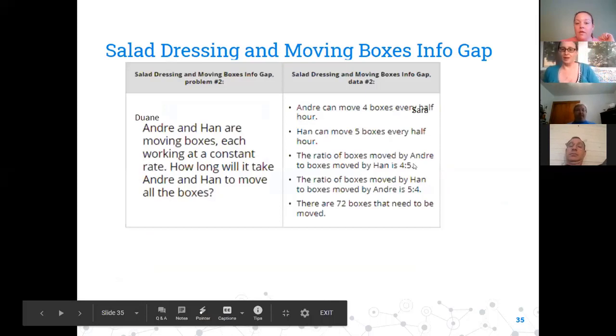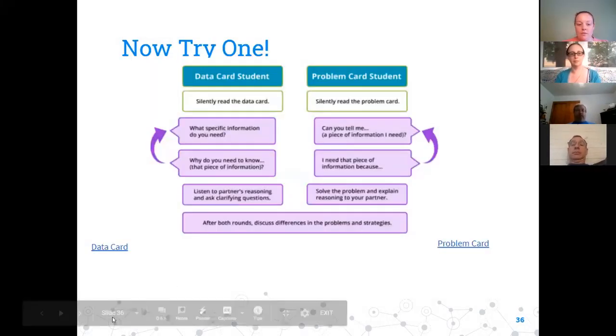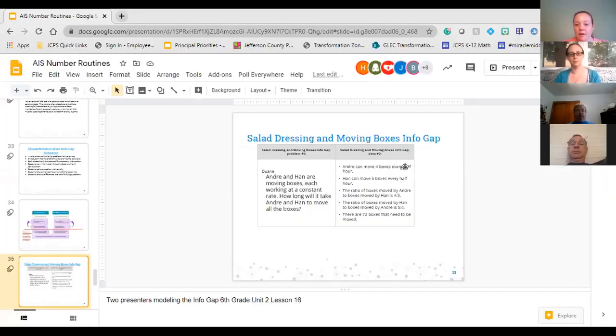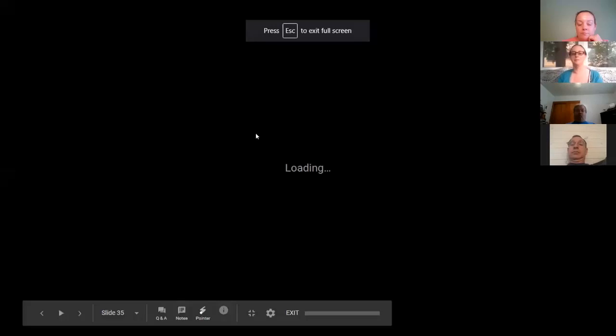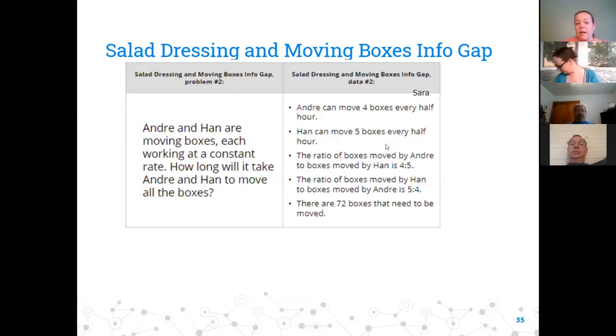Okay. So here's an example. I'm going to be the data card. So that's this side here. My name is there, but it's covered. I do not have Dwayne in here with me today. So you guys are going to be like my class, and we are going to do this info gap. So you have the problem card, and I have the data card.